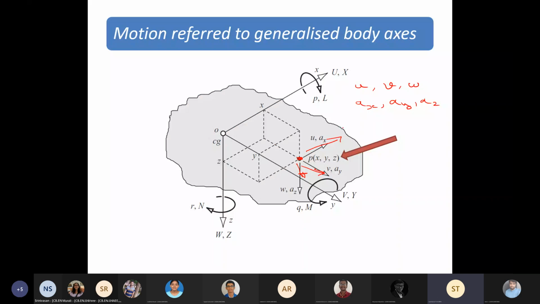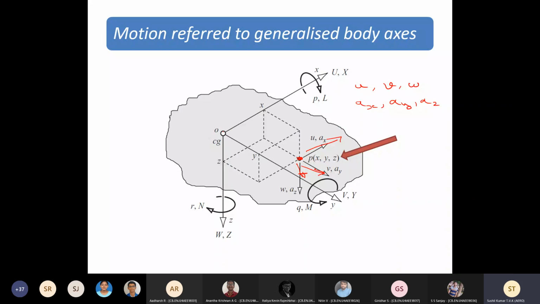and they are all at a distance. If you see this distance for P, on the x-axis it is x, this is x, y, and z. Okay, so this distance.